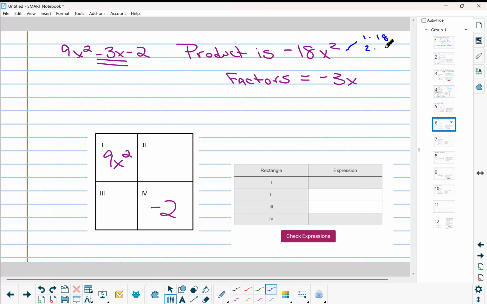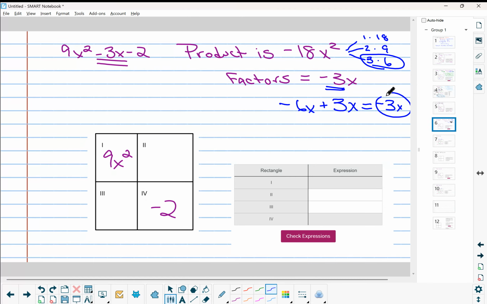I have 2 and 9. I have 3 and 6. Those are the only factors of 18 that exist. The only way I can get to this 3 is with this 3 and this 6, and then to adjust my signs, right? So negative 6 plus 3 is negative 3. So negative 6x plus 3x will equal negative 3x.